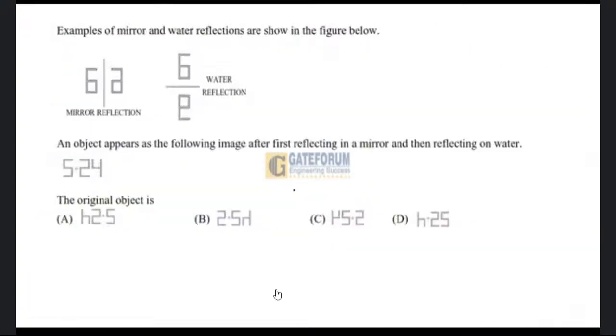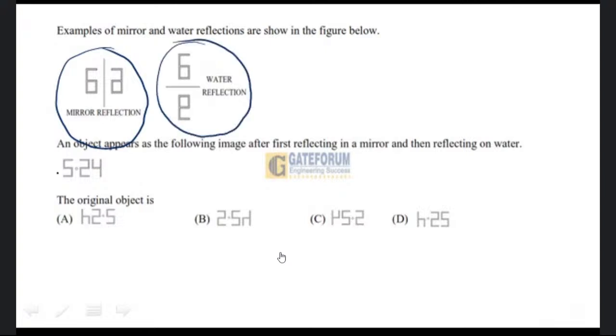Let's go on to this. This is the reflection type. Examples of mirror and water reflections are shown below. This is the mirror reflection. This is the water reflection. You have to just observe them. An object appears as the following image. So let us not forget that this is the image, not the original, after first reflecting in a mirror and then reflecting on water.